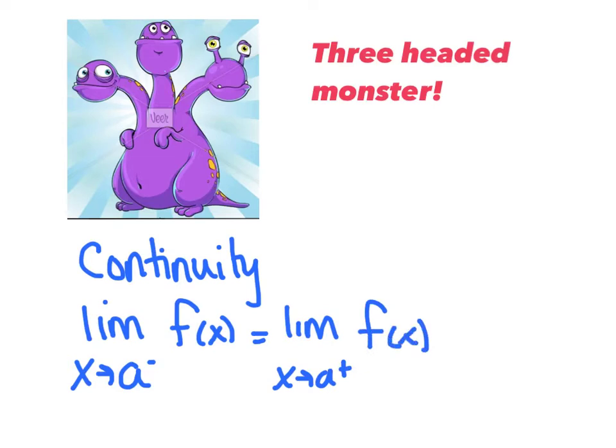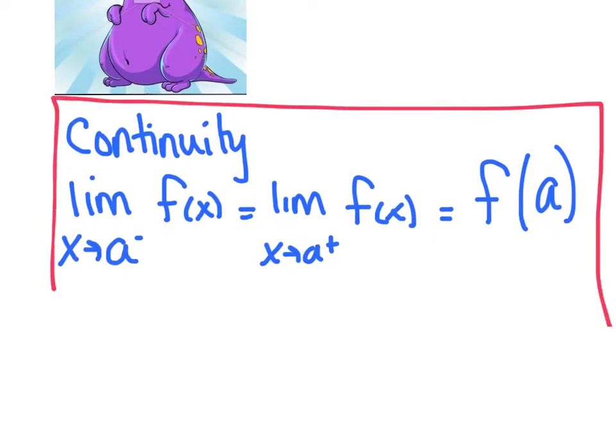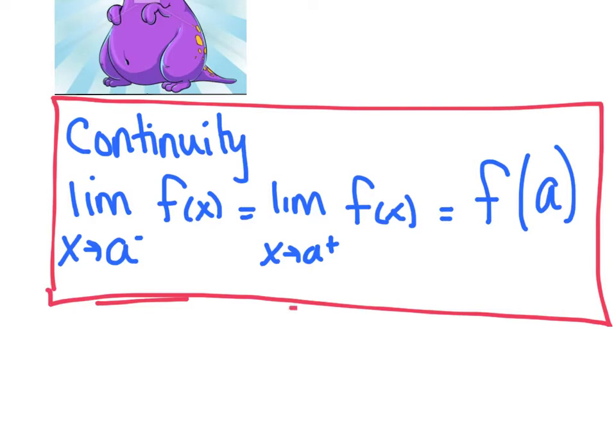Okay, so think about what I'm saying. If the left side and the right side are equal, I'm saying the limit exists, and then that just has to equal f of a. Okay, so I'm looking for 3 things. This is going to be a common bite-sized question. All right, I'm looking for these 3 things, the three-headed monster. The limit from the left has to equal the limit from the right, has to equal f of that number.